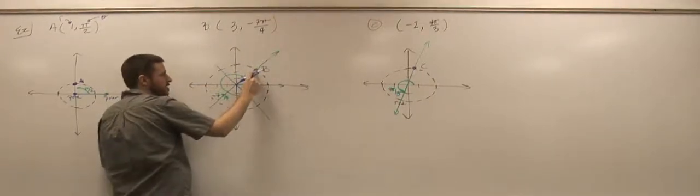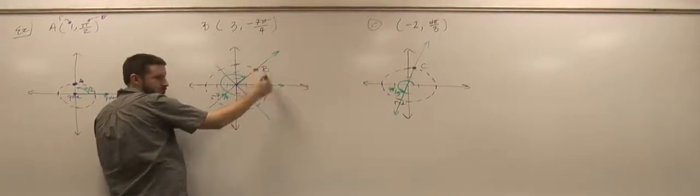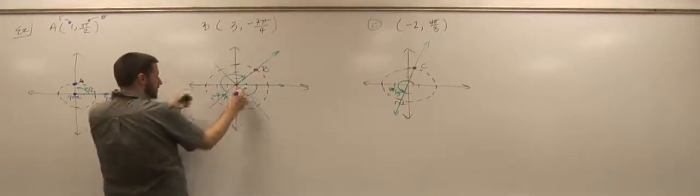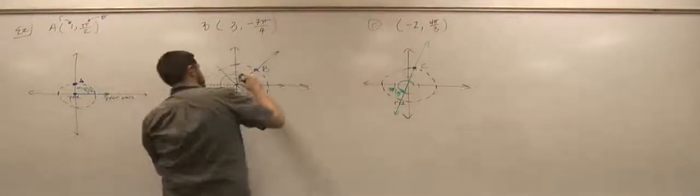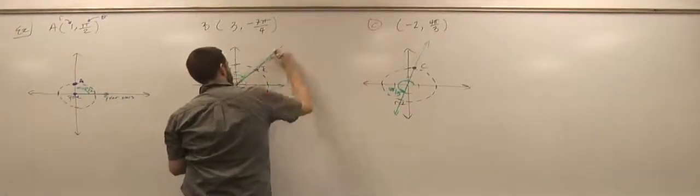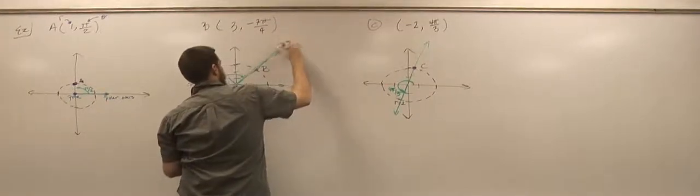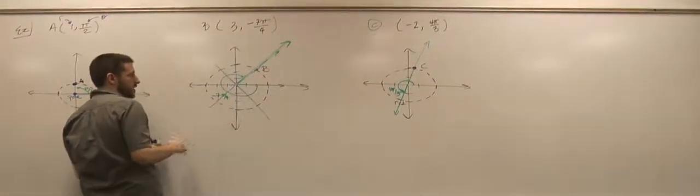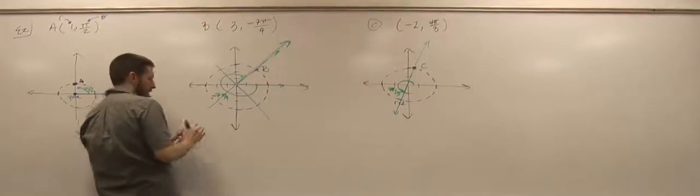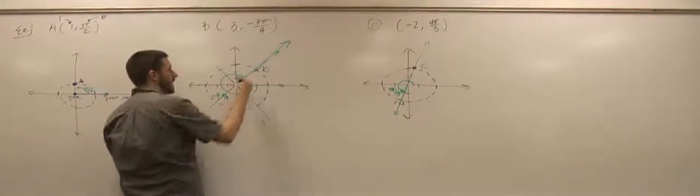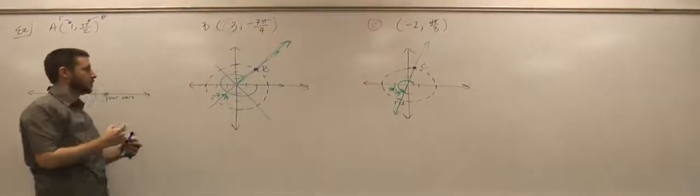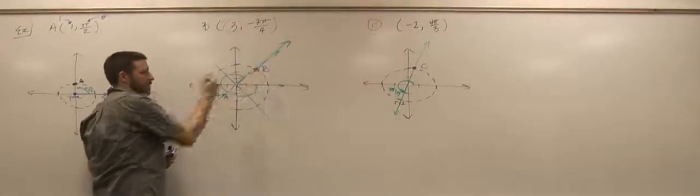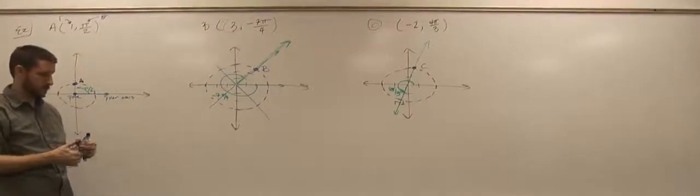And then B is the point that's on this circle of radius 3. Right, so the negative 7 pi over 4 gives me this entire ray here. It gives me this whole thing. That whole thing is the ray at negative 7 pi over 4. But then B is the point that is 3 on a circle of radius 3. So I go out 1, 2, 3, and I get B. Okay.